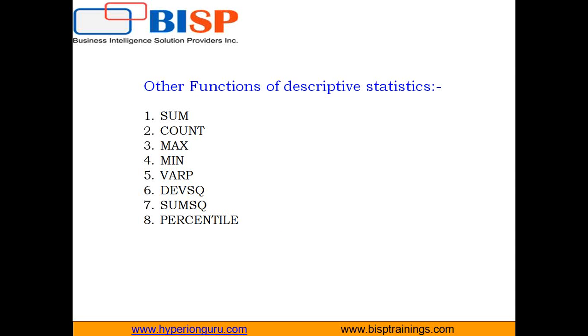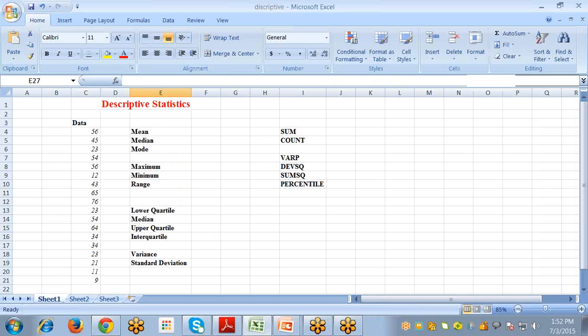And there are some other functions that also come in descriptive statistics, which are sum, count, max, min, var, devsq, sumsq and percentile. So what these functions mean and how they are used in Excel, I'm showing all these functions in Excel: how we calculate mean, median, mode, range, quartile, sum, count and all these functions. So let's suppose I have a data set with some data.